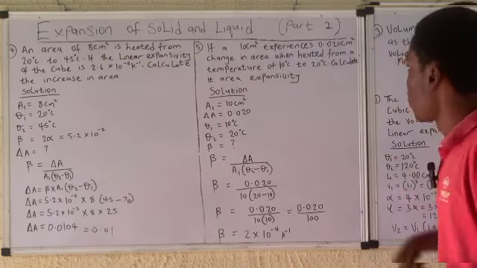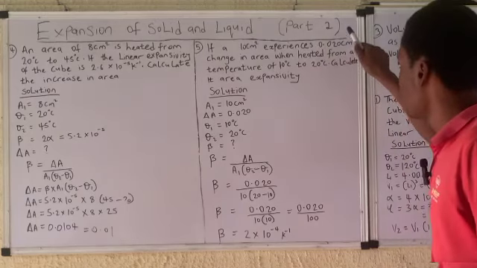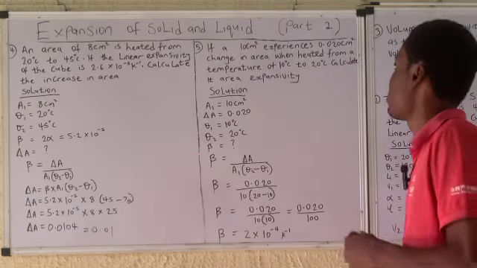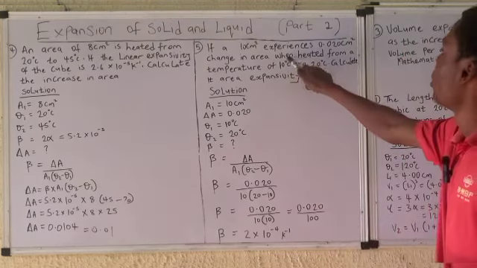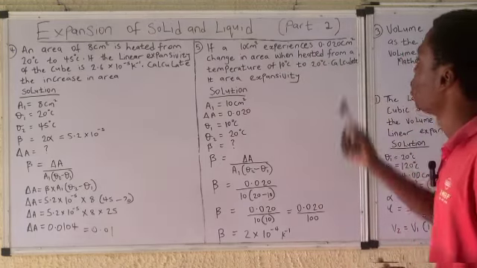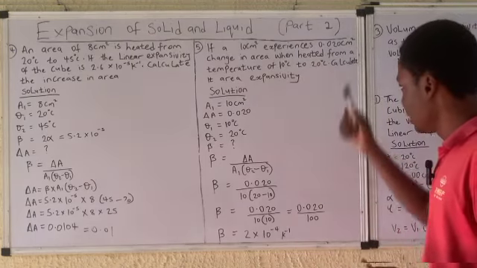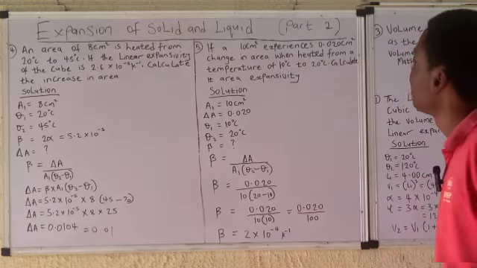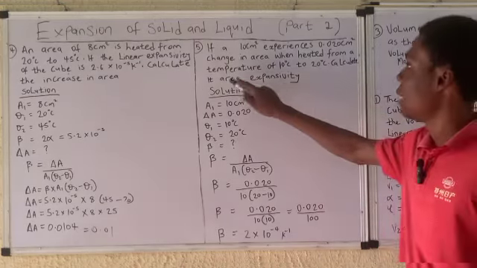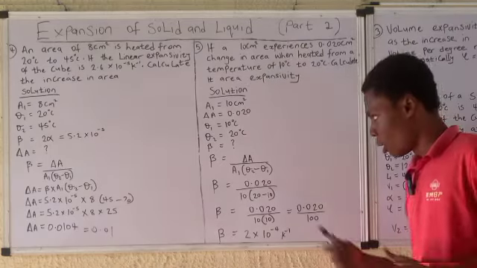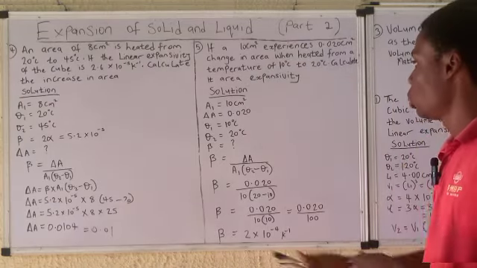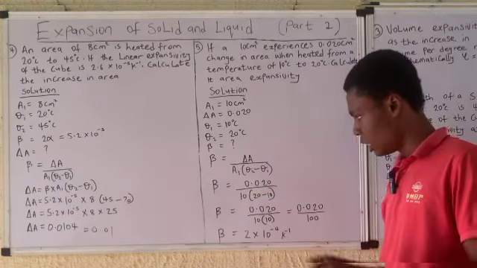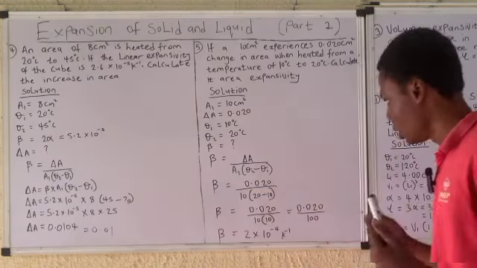Experiencing 0.020 centimeter square change in area. So our change in area will be 0.020 centimeter square, which you have here. Then, when heated from a temperature of 10 degrees Celsius to 20 degrees Celsius, that will be our theta 1 and theta 2, which you have here. Then they say we should calculate the area expansivity. We just use the formula for area expansivity, which is change in area over initial area times theta 2 minus theta 1, which is change in temperature.